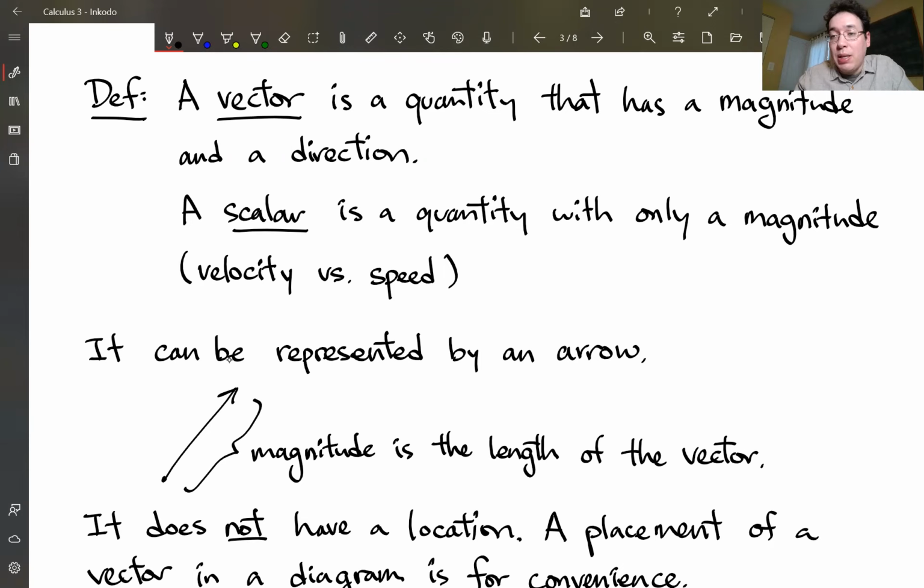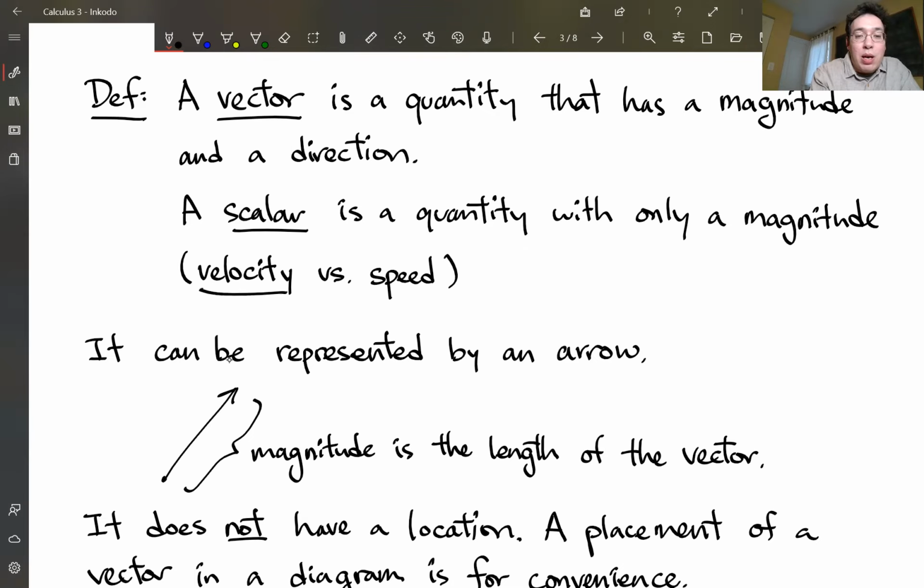In contrast to that, a regular type of quantity that we use, like numbers, we'll call scalars. A scalar is a quantity that only has a magnitude. One way to distinguish them is to think about the difference between what velocity is and what speed is.